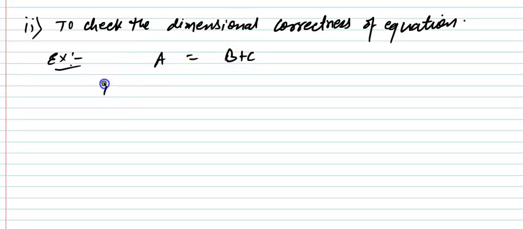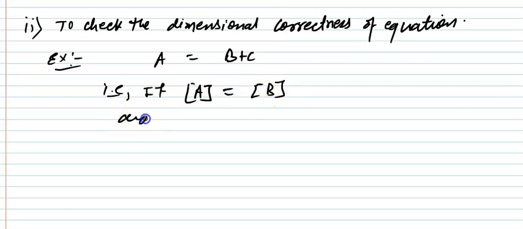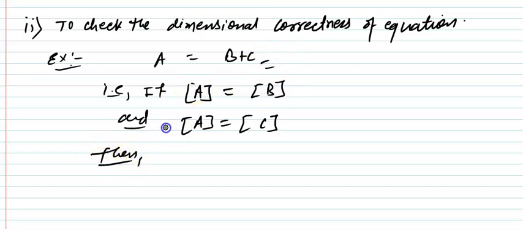equal. That is, if the dimension of A is equal to the dimension of B, and the dimension of A is equal to the dimension of C. In this situation, we can say that the equation above is correct. Then we can say that the equation is correct. Getting it, everyone?